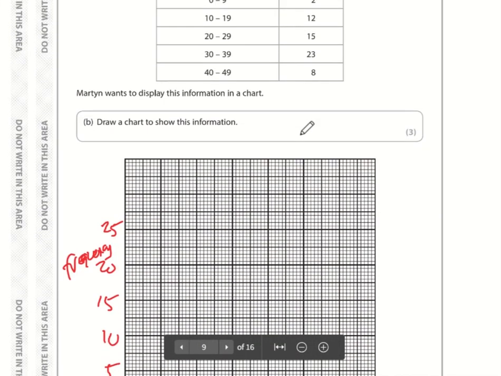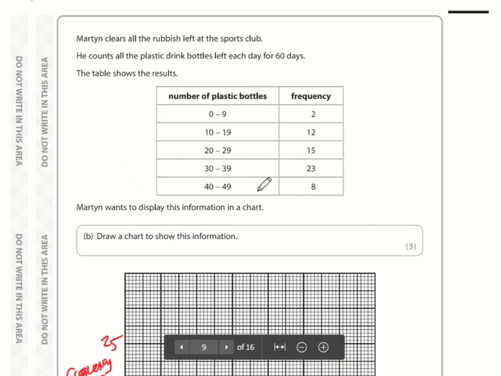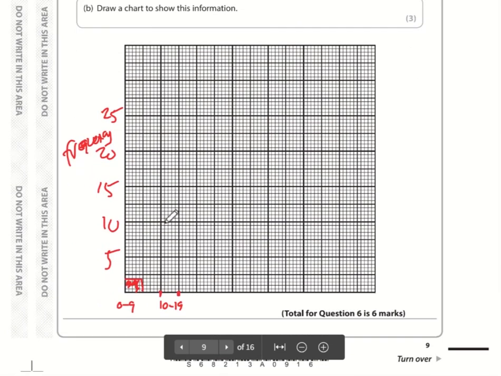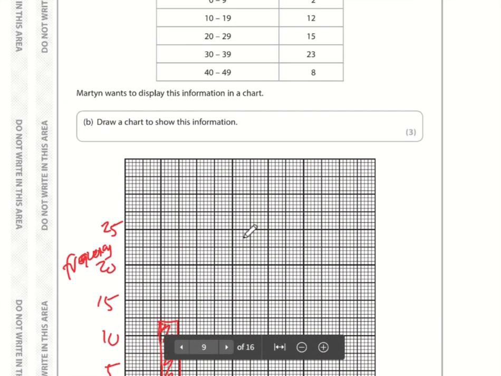So 0 to 9 is 2. So this is 1. It's hard to count all of these. 1, 2, 3, 4. Okay. So there we go. There is 0 to 9, 2 rather. 10 to 19 is 12. So there is 10. Every 2 lines is 1, so 11, 12. Again, even better if you use a ruler there. So there's my 10 to 19.